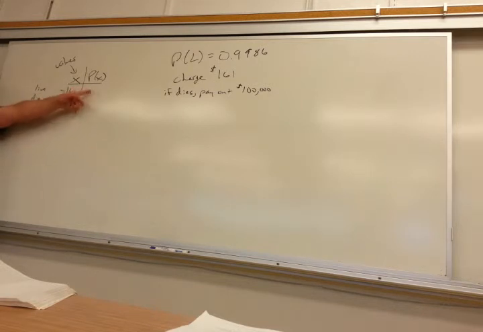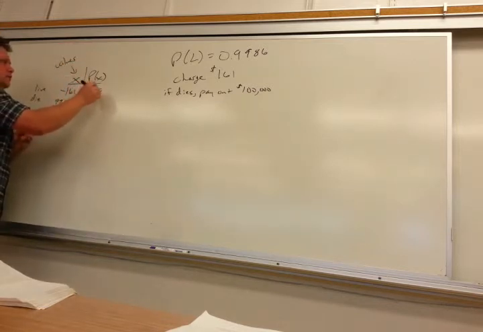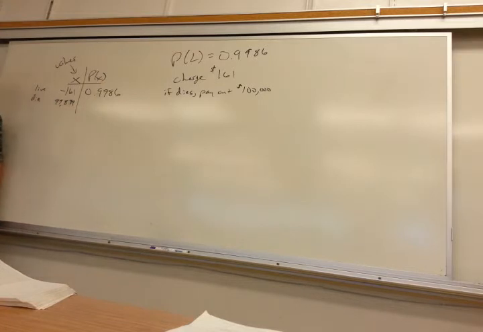Now, what are the probabilities associated with both of those? What's the probability for right here? What happens? What's the probability this is going to happen? 0.9986. And what's the probability this is going to happen? 0.0014. Yeah, the rest, 0.0014. Cool.